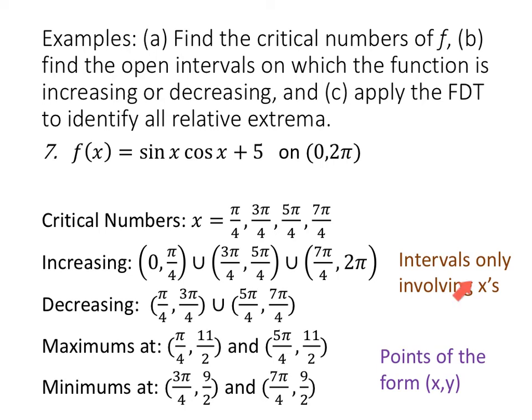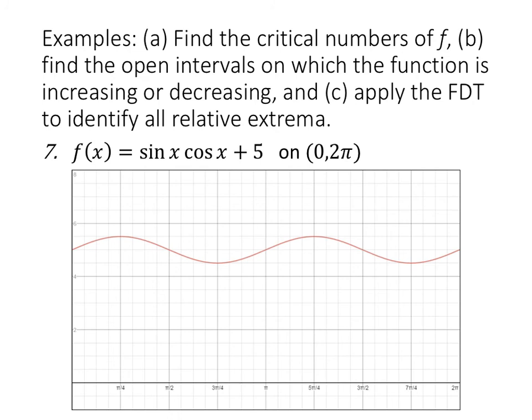Now remember, these are intervals. Increasing and decreasing are intervals only involving x's, whereas maximums and minimums are points. This is x, y. So this is an interval of x values, whereas these are points in the form x comma y. Taking a look at the graph, I have a maximum at pi over 4, a minimum at 3 pi over 4, a maximum at 5 pi over 4, a minimum at 7 pi over 4. Everything looks exactly like we said it should.